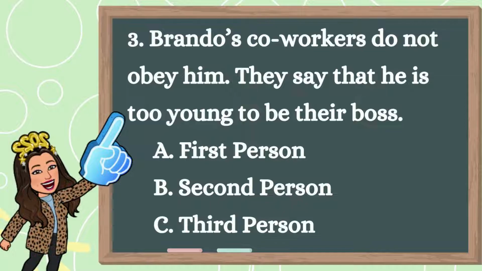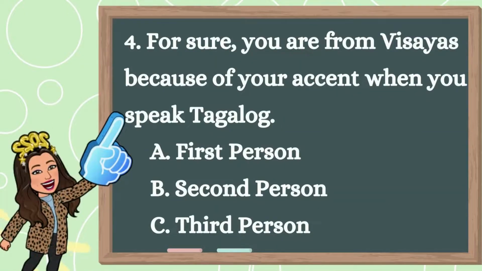Number 3. Brando's co-workers do not obey him. They say that he is too young to be their boss. A. First person. B. Second person. C. Third person. 5, 4, 3, 2, 1. Number 4. For sure, you are from Visayas because of your accent when you speak Tagalog. A. First person. B. Second person. C. Third person. 5, 4, 3, 2, 1.